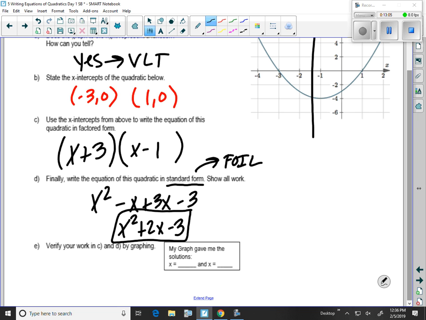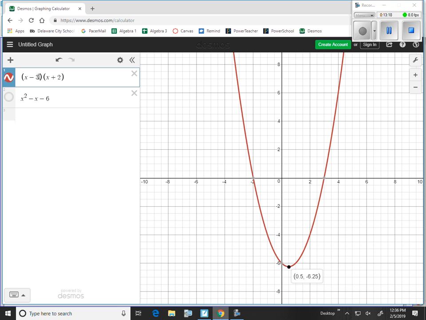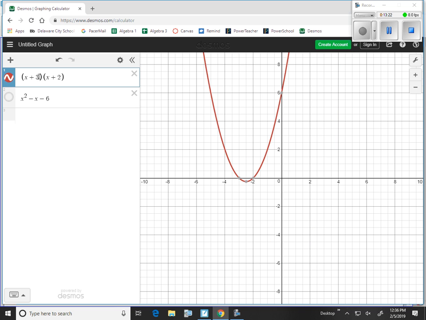Do you agree with me? Yeah. X squared plus 2x minus 3. How can we check our answer? Put it in Desmos. What's that even stand for before? Beautiful free math. Yeah, beautiful.